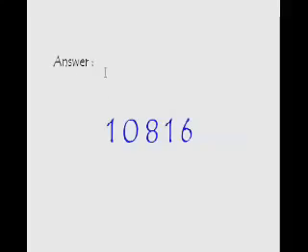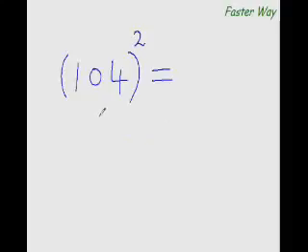There it is, 10816. And I'm sure that you have got the same answer, because once again you have to use the same base method for squaring the numbers. Let's see how. Now, all you need to do to find the square of 104 is to add this digit to this entire number. So what is 4 plus 104? It is 108, and you get the first 3 digits of your answer.